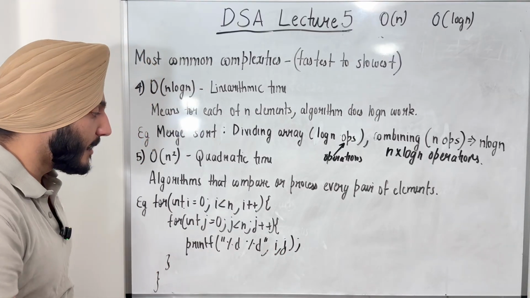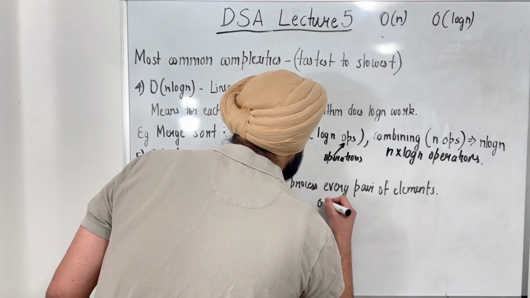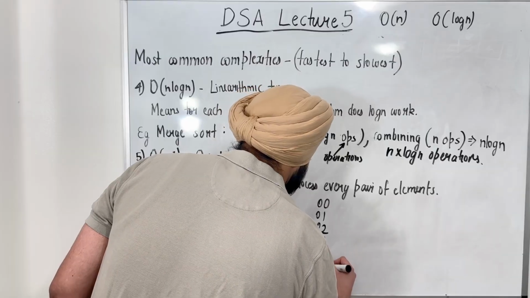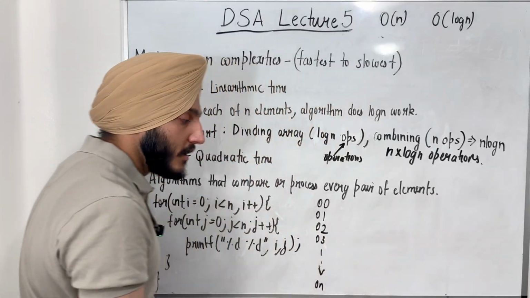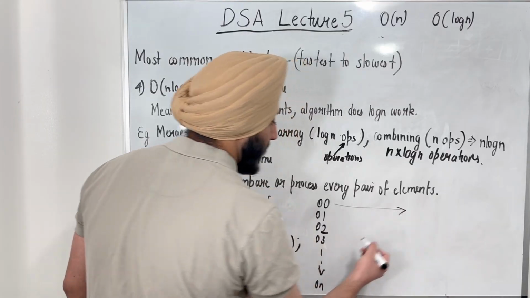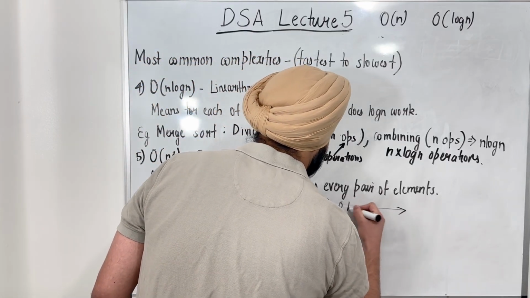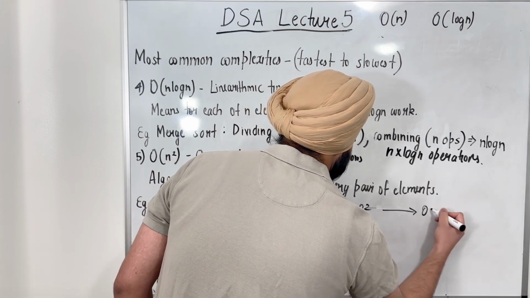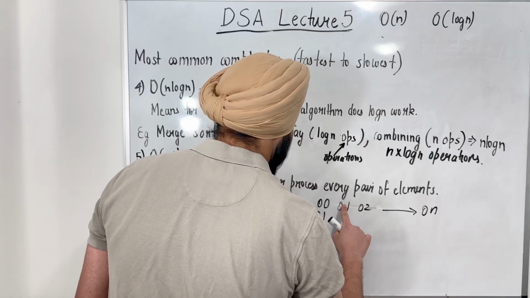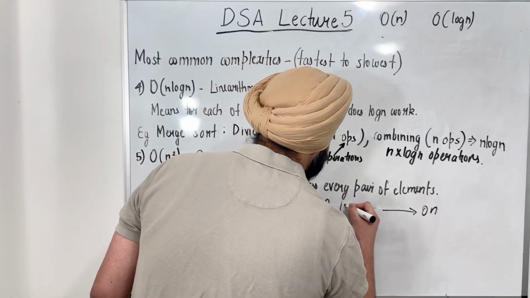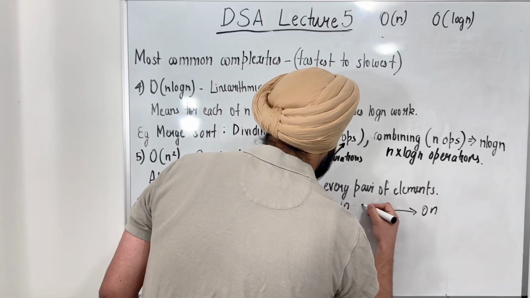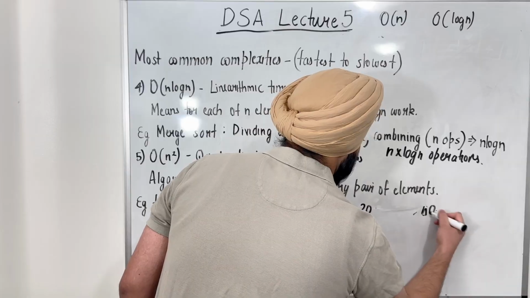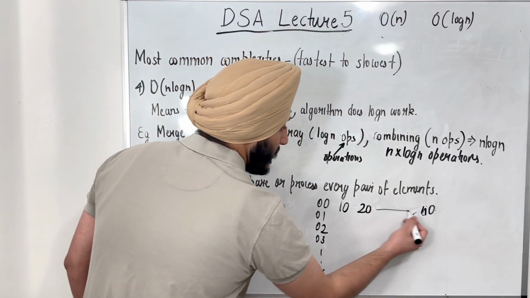Think about what's going to happen. I'm going to print 0, 0, 0, 1, 0, 2, 0, 3 until 0, n. And then this is going to grow in this place as well: 0, 1, 0, 2 until the very end. I should say, sorry, it should be 1, 0, 2, 0, n, 0.